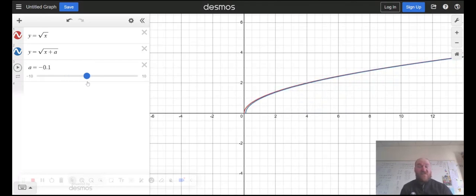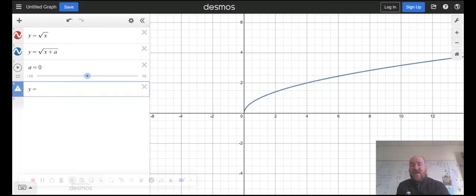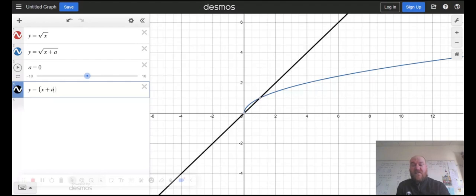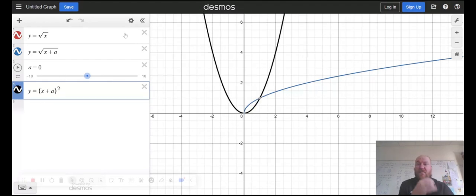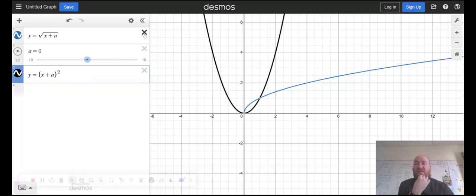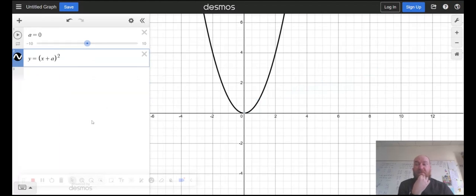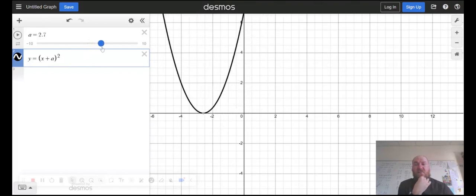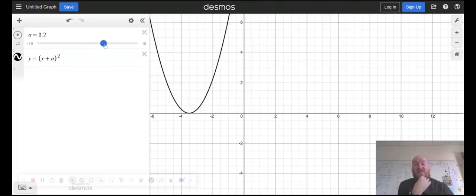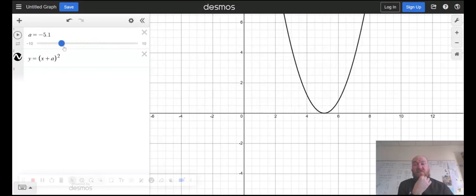So it's not just this function that it works on, it's pretty much any function. So let's try another function. Let's try x plus a, squared. So now we have this parabola here, and I'm going to do the same thing. The parabola says x plus a squared. Right now a is 0, so it's just x squared. But as I increase a, it moves to the left. And as I decrease a, it moves to the right.